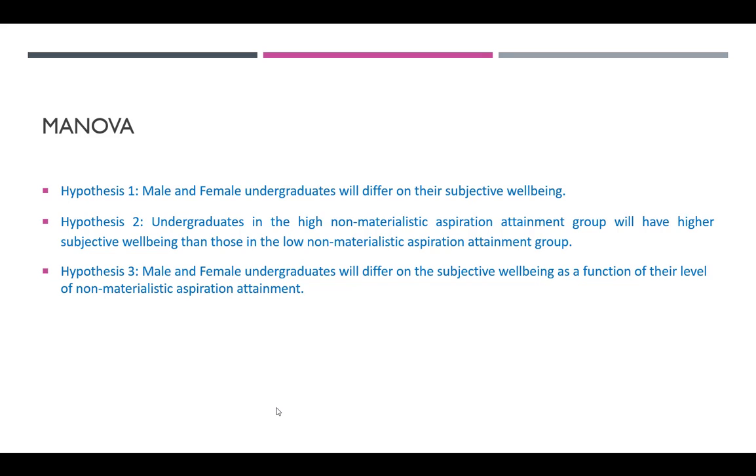Hello, and in this video we're going to be walking you through interpreting the MANOVA output. Just to remind ourselves why we did the MANOVA, it was to look at the impact of gender, which had two levels in this instance, male and female undergraduates, and whether people identified as high or low on non-materialistic goal attainment. And whether that had any impact on subjective well-being overall, and then if it does, we'd want to break it down and understand what facet of subjective well-being it was involved.